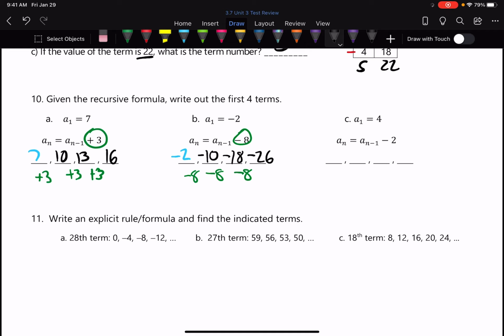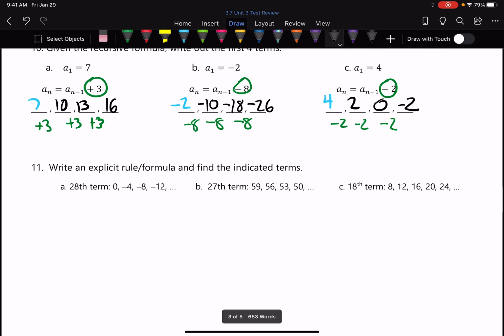And let's look at C. C says a sub 1 equals 4. So we're starting off at 4. And our difference is negative 2. So we're going to subtract 2 to find the terms after 4. 4 minus 2 is 2. 2 minus 2 is 0. And 0 minus 2 is negative 2.